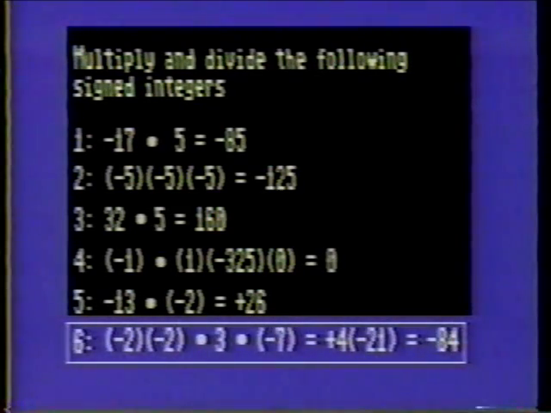In order to further simplify the problem, we should separate the components into two groups. Negative 2 times negative 2 is positive 4, and 3 times negative 7 is negative 21. Now multiply the two products to obtain the final result. 4 times negative 21 is negative 84.